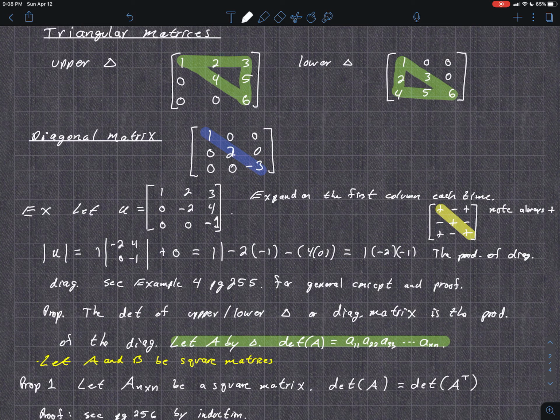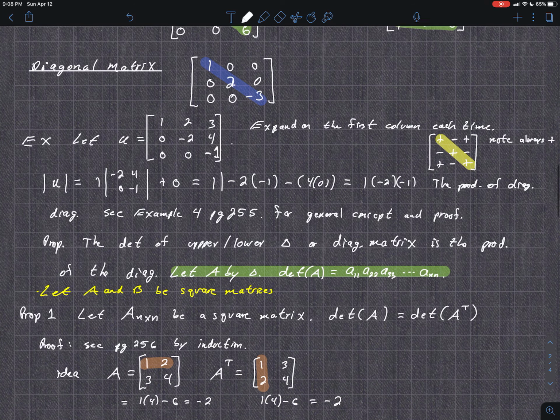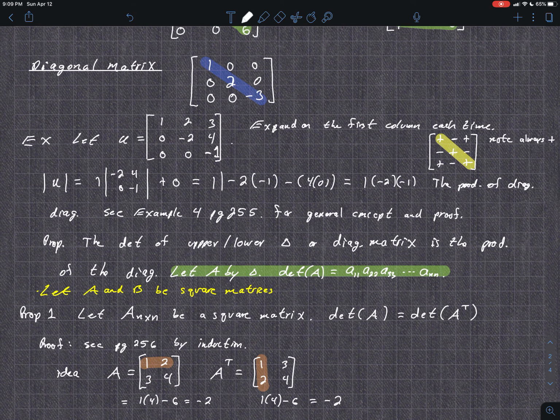So example 4 on page 255 is a general concept and the basic proof of it. So for an upper triangular, lower triangular, or diagonal matrix, the determinant is the product of the diagonals, which is a nice result. So in general, it would be like this, as I highlighted here. You end up getting just that product.